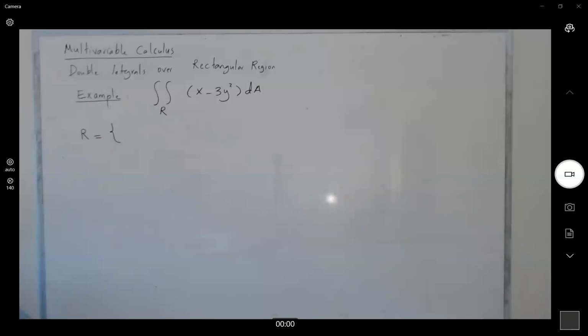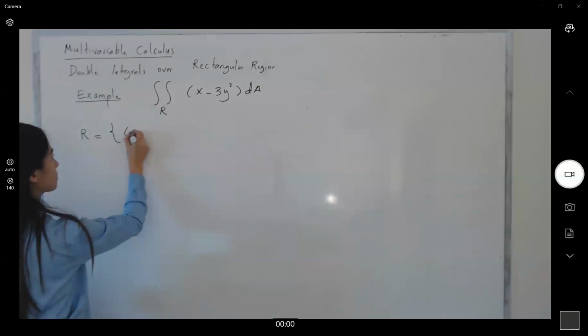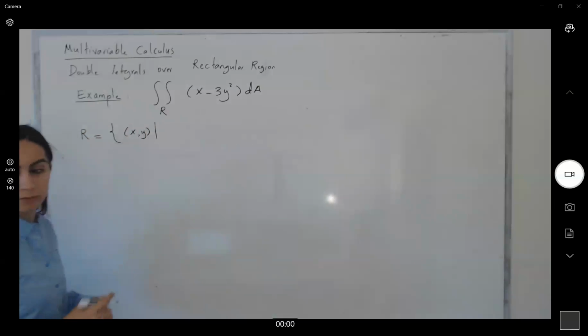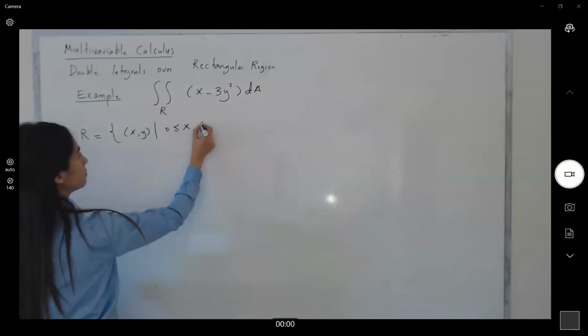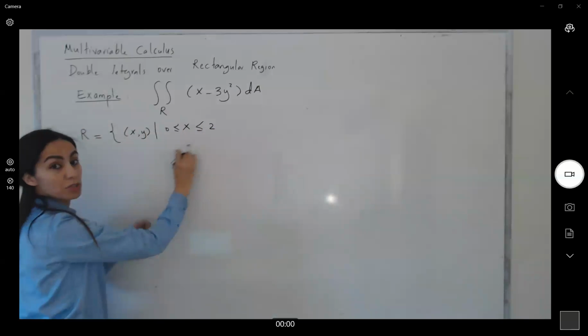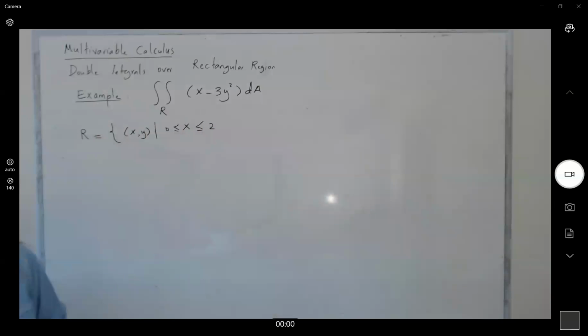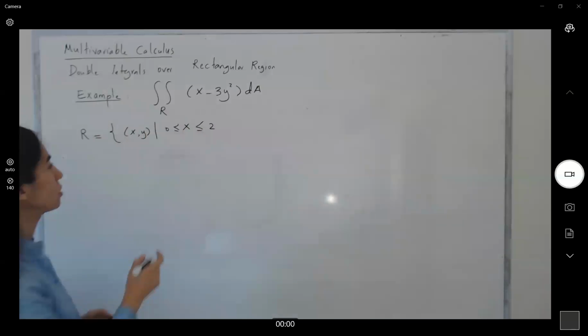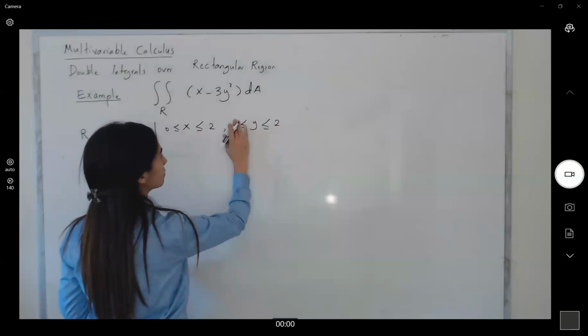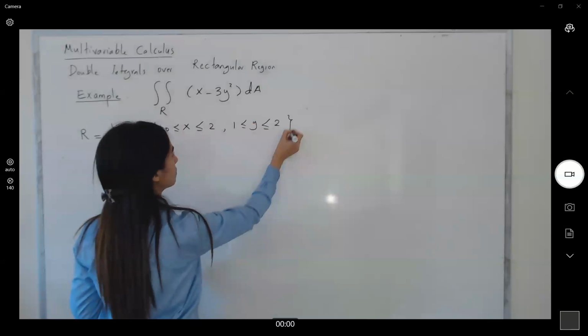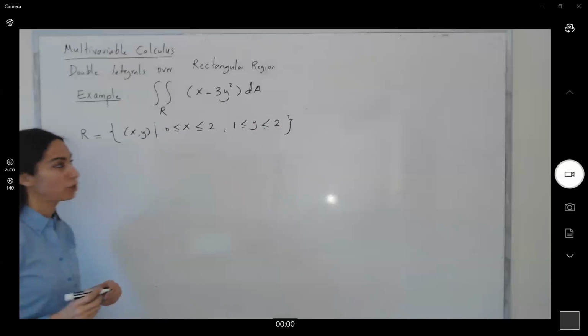the set of points in the xy plane, (x, y), such that x is in between 0 to 2. My x ranges between 0 to 2, and y is in between 1 and 2. It means that we have a rectangular region.